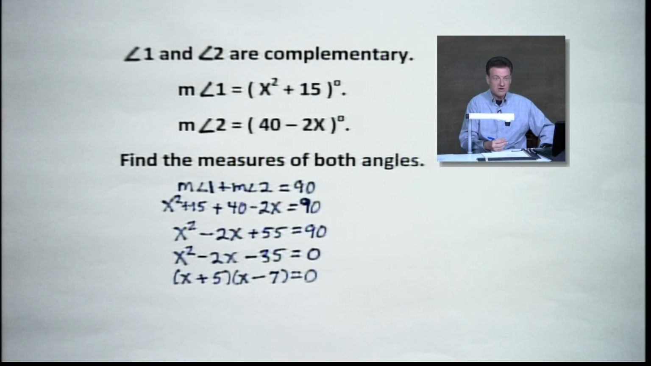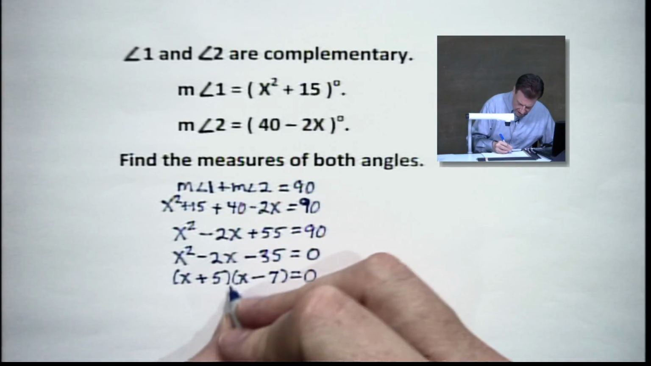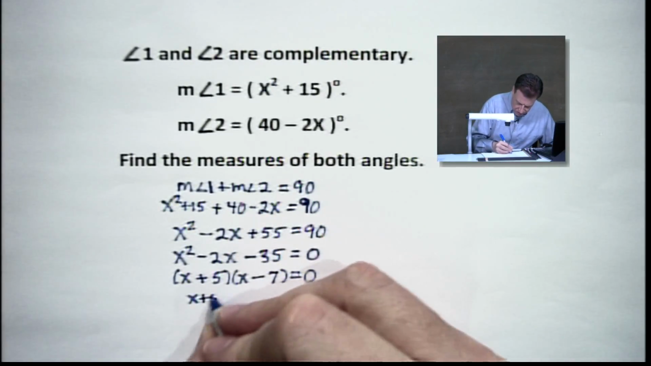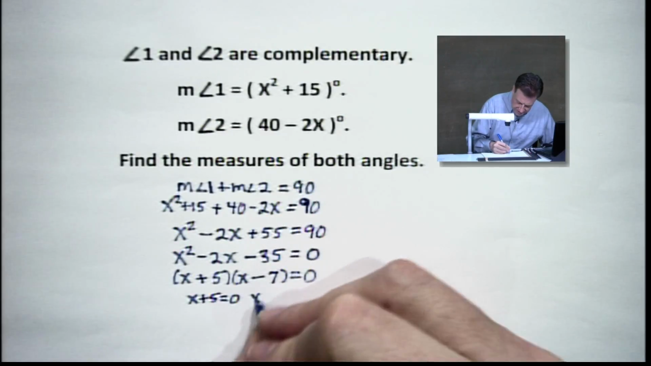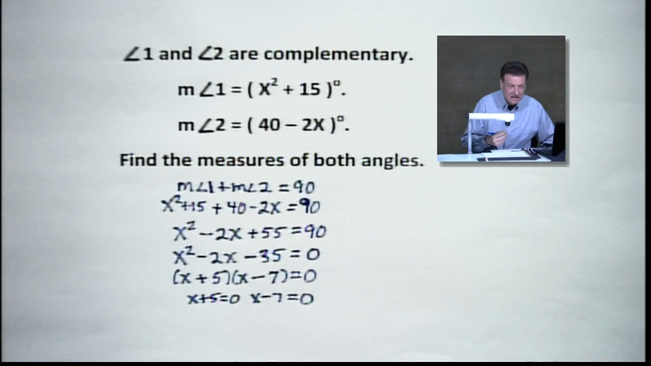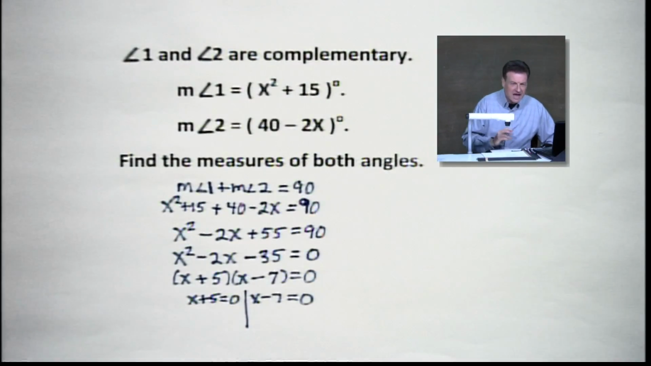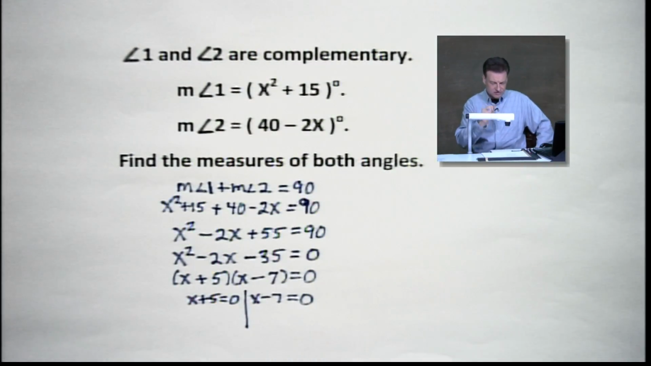Options. You say, Ernie, they're options. Yes, let's check them out. We have the possibility that x plus 5 could equal 0, or x minus 7 might equal 0. The way I see it, right down the line here, I see 2 answers. You see 2 answers? We all see 2 answers.